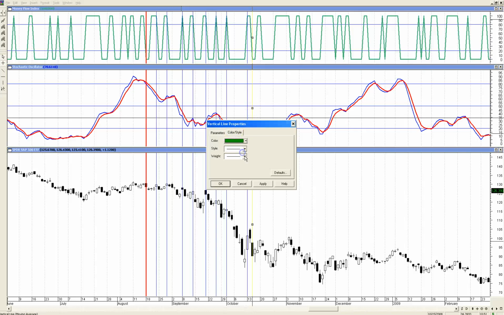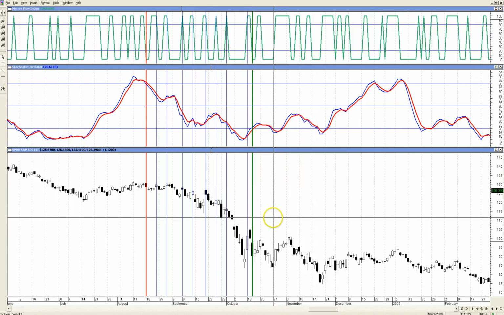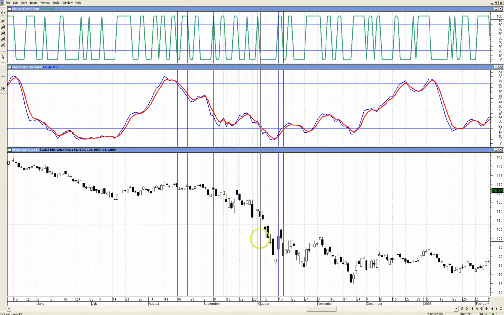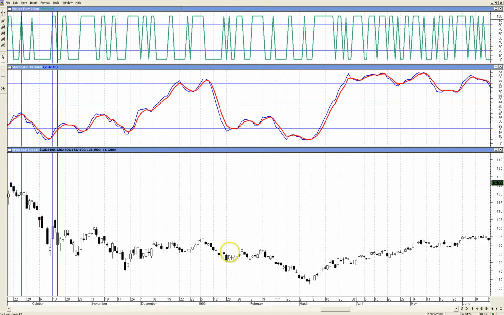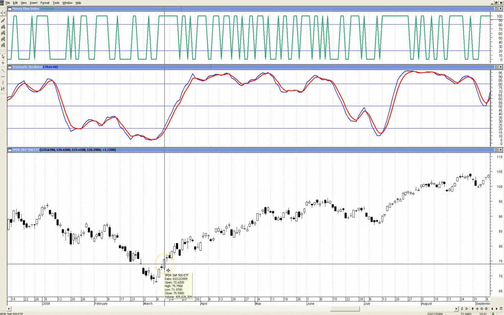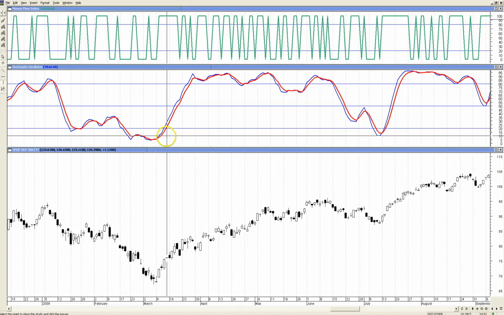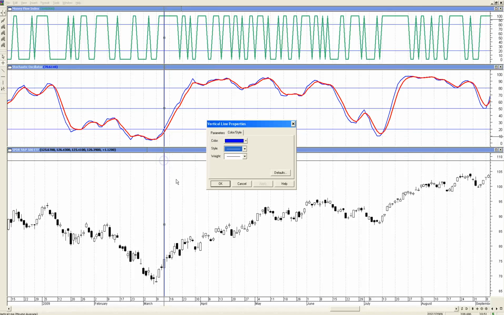So, not a bad place to start. I mean, if you're looking for, like I said, a backbone entry, it's pretty remarkable that it's as reliable as it is. I'm just kind of scrolling through the charts, throwing these up. Here's a buy.